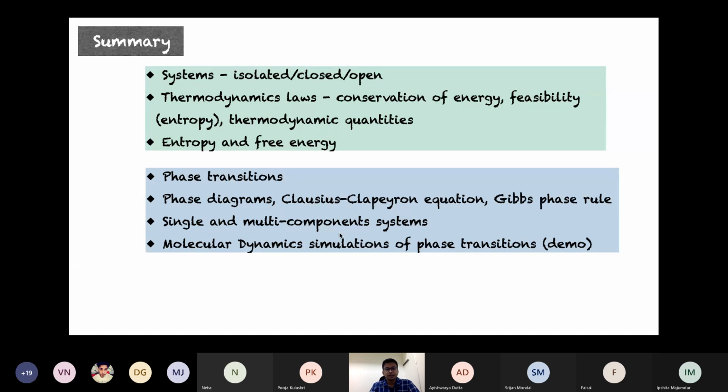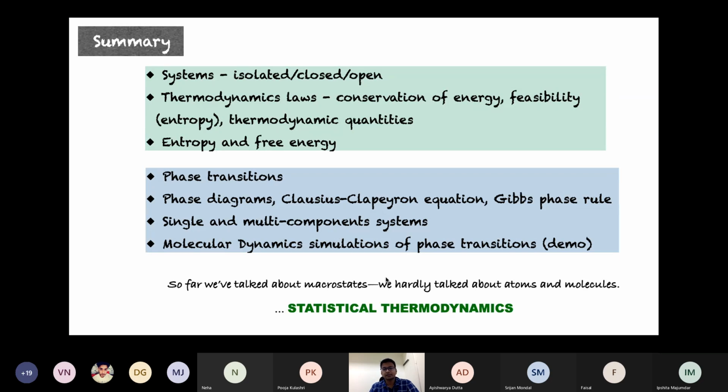So far we talked about these macroscopic things like thermodynamics, but we hardly talked about molecules, although I have shown you some pictures or movies on molecules, but we mostly focused on the thermodynamic variables. But the next class onward, we'll really see what is happening inside. We'll focus on the atoms and molecules, and using the statistical thermodynamics laws or equations, we'll try to understand the thermodynamic variables starting from atoms.